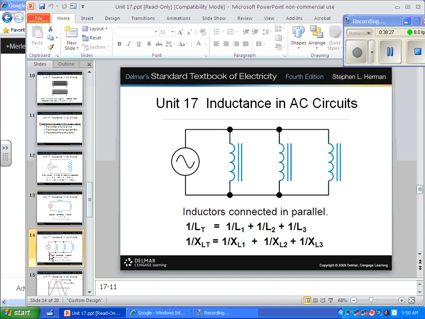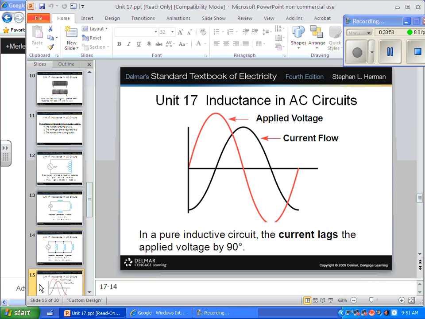So let's look at parallel. Well, look at that. 1 over LT. Wait a minute. If this were resistors, if we're adding 3 resistors in parallel, we would be saying 1 over the resistance total is equal to 1 over the resistance of resistor 1 plus 1 over the resistance of resistor 2 plus 1 over the resistance of resistor 3, right? But it's the same thing, except we're saying the inductance instead of the resistance. So we treat them the same as resistors. That's a good thing. Makes it nice and simple.